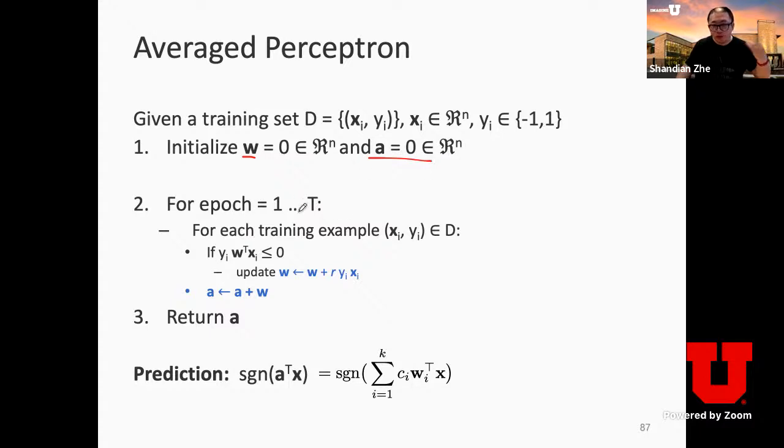And then going through big T epochs and randomly shuffling the training set, which we note here. And then we go through each training example. And when we make a wrong prediction, we update according to the perceptron rule, right? That's it. This is the same as the standard perceptron as we discussed. We only need to add one line of code. That is, no matter whether you update or not, you just add the current weight vector to A. That's it.